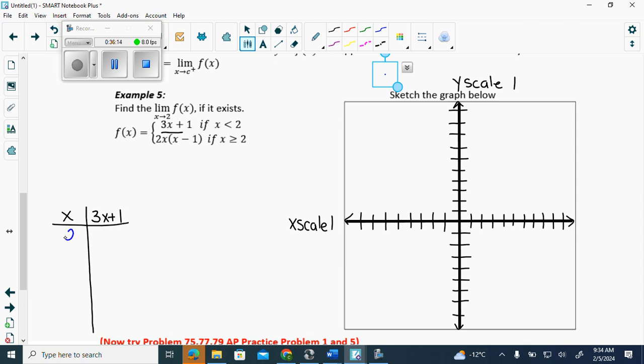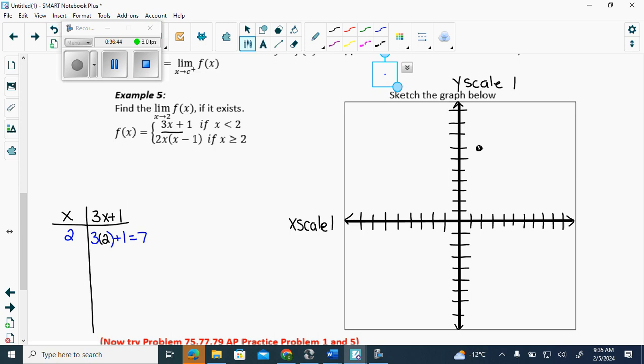So I start at my restricted domain. x is less than 2. So where am I going to start? At 2. And then I'm going to pick values less. It's not crazy, I know, but that's what we're going to do. So we're going to plug in 2. I'm going to get 3 times 2 plus 1, so it's 7. So I know at 2 and 7 I have a coordinate. It is going to be an open dot. So I go to 2, and then up 1, 2, 3, 4, 5, 6, 7, and I'm going to put an open dot.